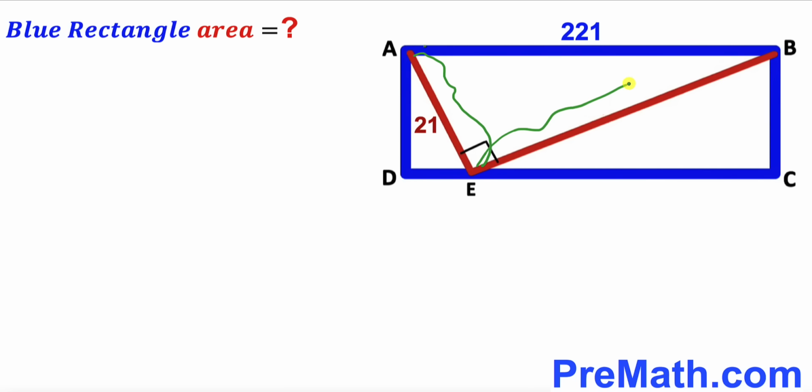In this video, we have this blue rectangle ABCD along with the line segments AE and EB, as you can see in the given diagram, such that AE and EB are perpendicular to each other. Moreover, side AB of the blue rectangle is 221 units, whereas segment AE is 21 units. Our task is to calculate the area of this blue rectangle ABCD.